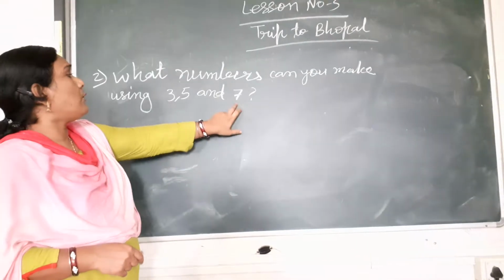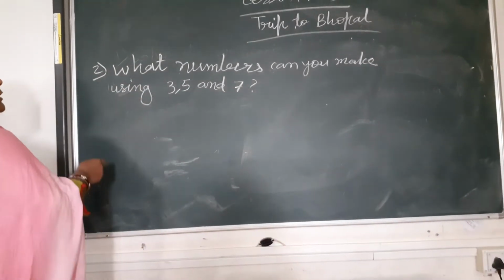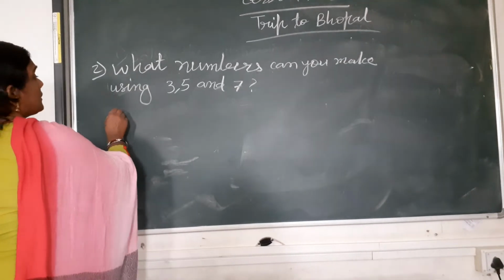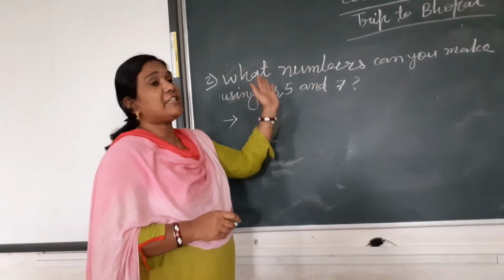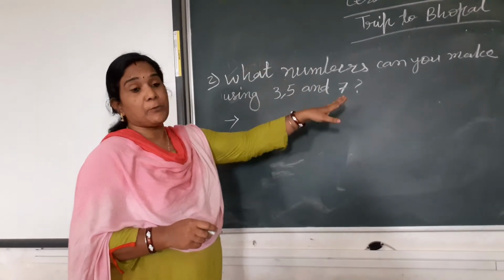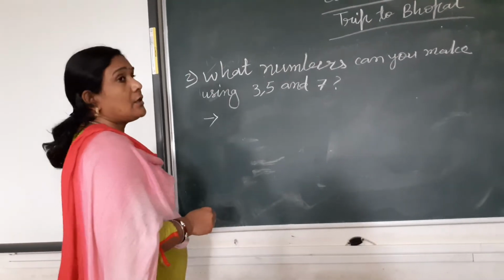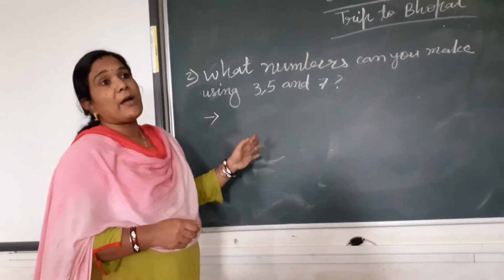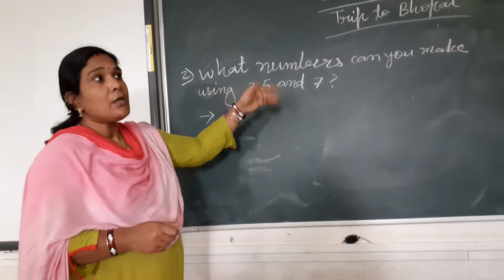How many numbers are given? 1, 2, 3. These are the three digits given. How many numbers can we make? So how will we make it? If we exchange the digit here, from the first position to the second or third position, we can make different numbers. If we remove the commas and exchange the positions of the digits, we can make different numbers.